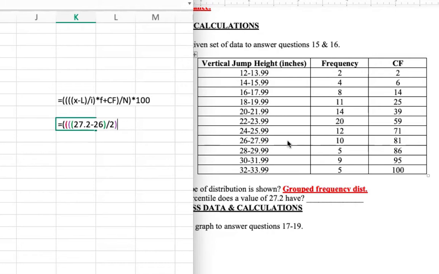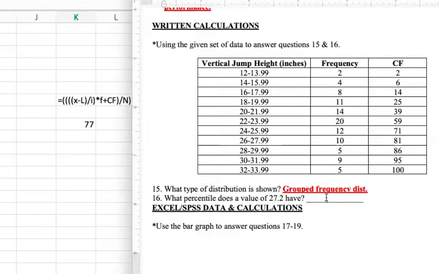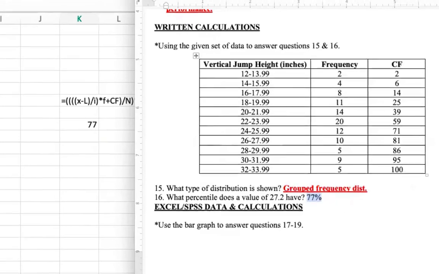So that would give us 10, plus the cumulative frequency of the group worse than where 27.2 would be. So the cumulative frequency we're entering is 71, divided by 100. That's our sample size. So that completes our general equation, and then we can multiply by 100 to get our percentile. So we should get roughly 77%, or the 77th percentile.